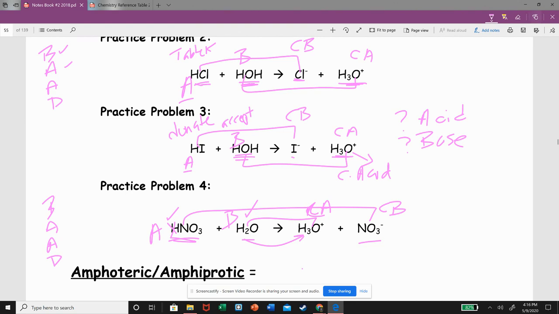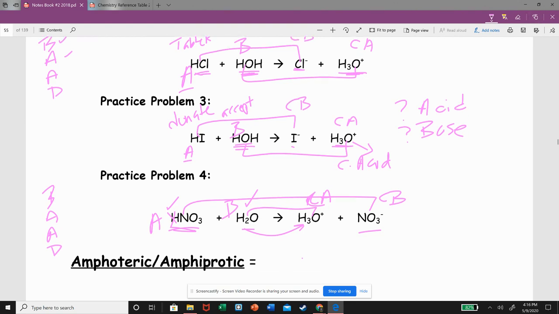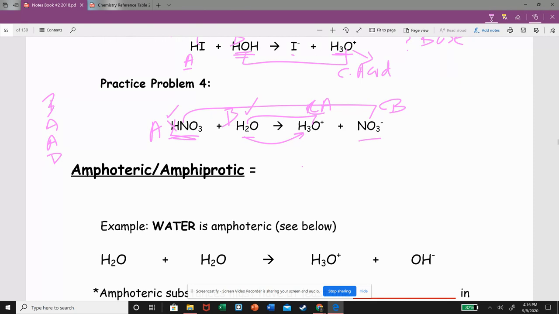Notice how water has been able to do a couple of different things. Water can behave as either an acid or a base. And we call that amphoteric or amphiprotic. And that is basically a substance that can act as an acid or a base.